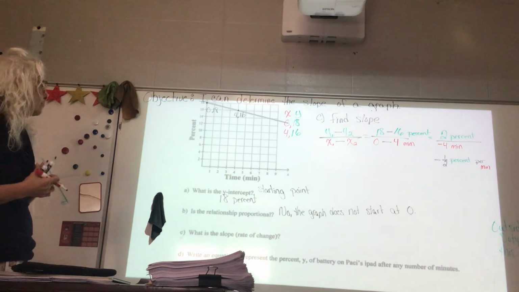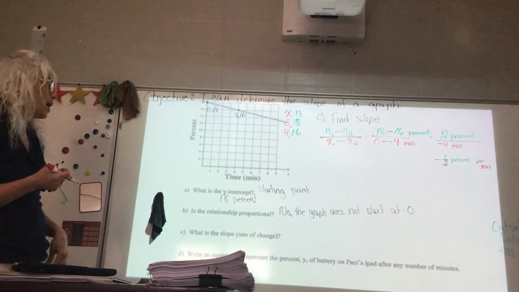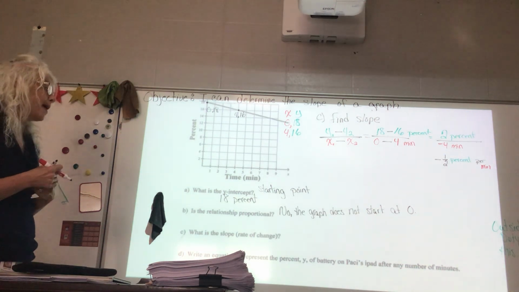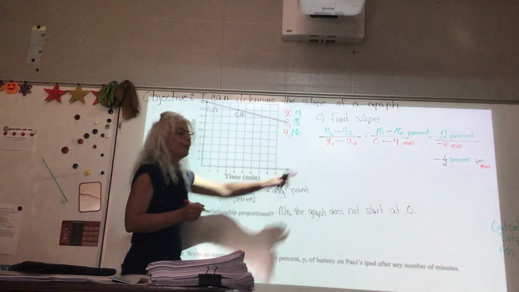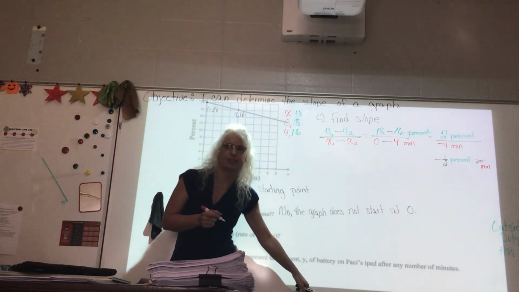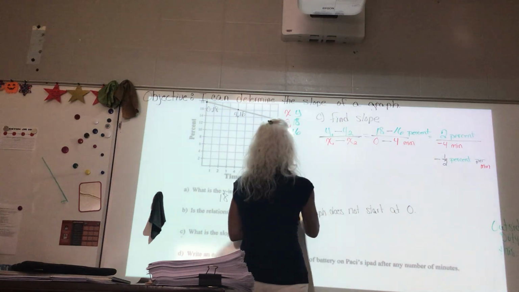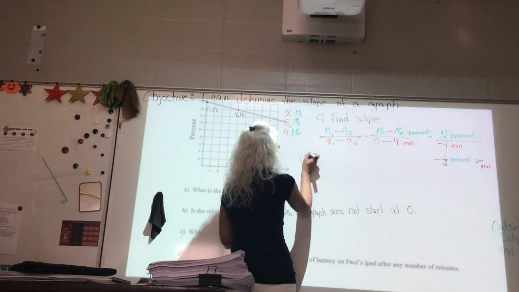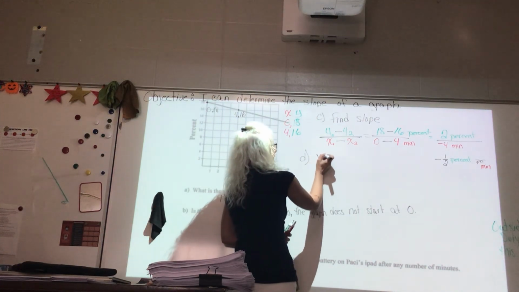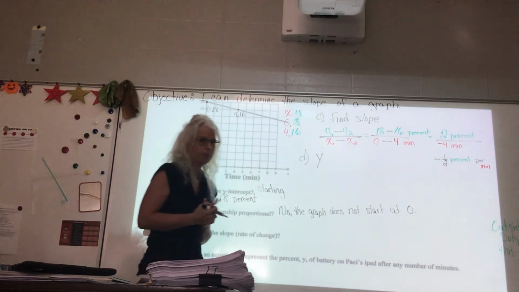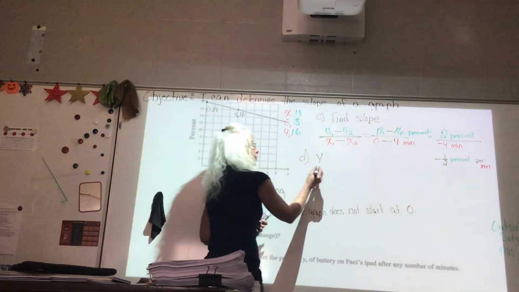Part D, write an equation to represent the percent Y of battery on Casey's iPad after any number of minutes. So we're gonna write an equation. Can I do it up here? Is it fine if I write it up here? You don't mind. Okay, part D. Thank you, because I really don't remember the number. Write an equation, so we're gonna do Y. What label is on the Y-axis? So Y stands for percent.